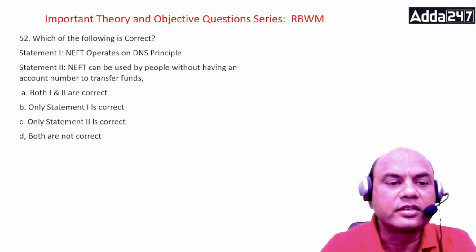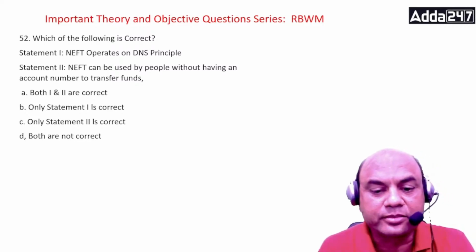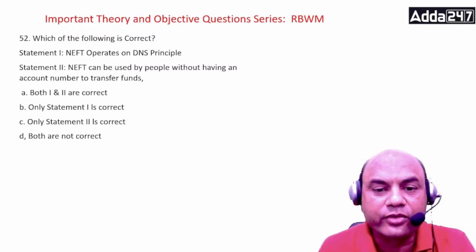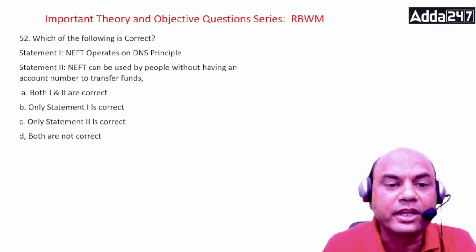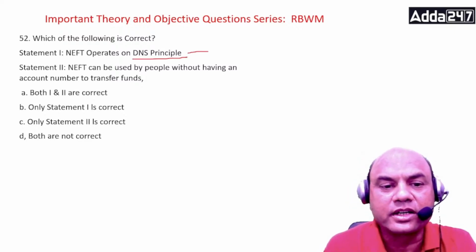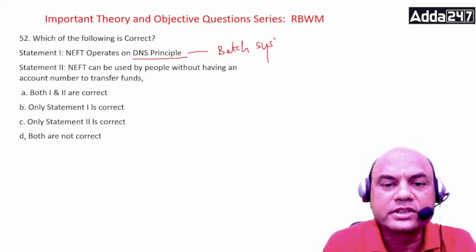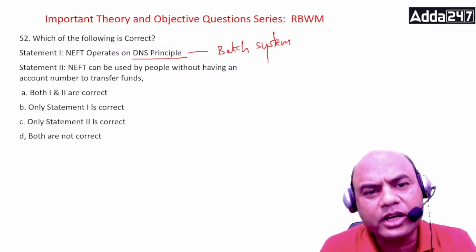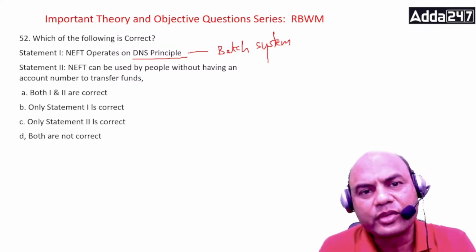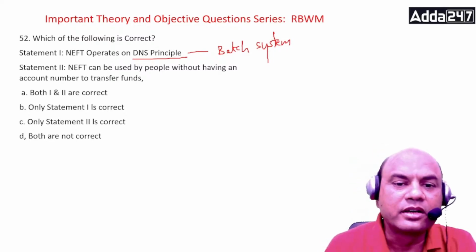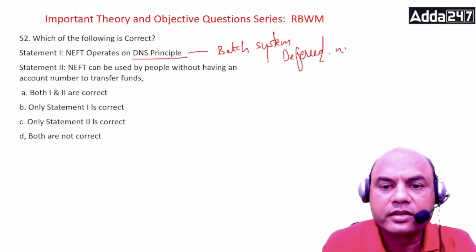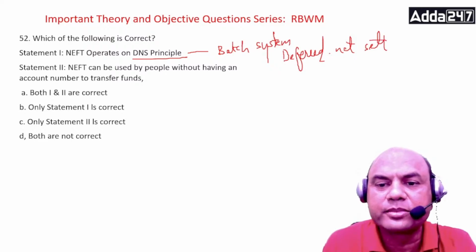In the comment section, please. Yes, it is deferred net settlement. Deferred net settlement means what? Batch systems. Why are they giving such difficult words? It is simply a batch system. It works on a batch system, which means every half an hour there is a batch, and there are a total of 48 batches. So that is the DNS principle. Deferred net settlement means batch only.